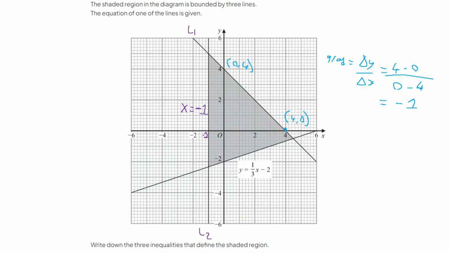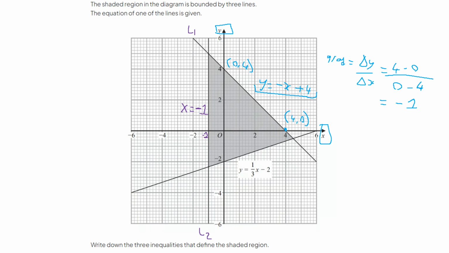And because it goes through 0, 4, y is equal to minus x plus 4. Now that we have the lines, we need to figure out the regions. Notice these arrows. This arrow here and this arrow here. This is emphasizing that y and x are getting bigger. So if the region is towards these arrows, it's going to be greater than.